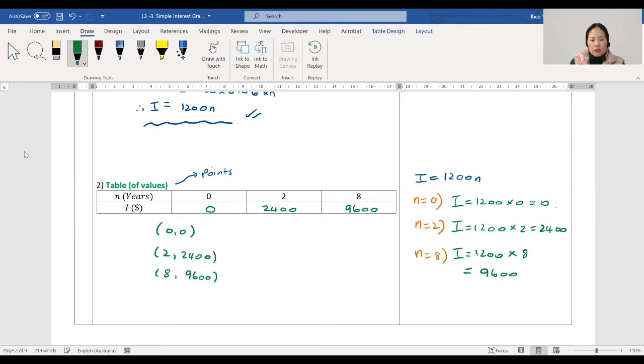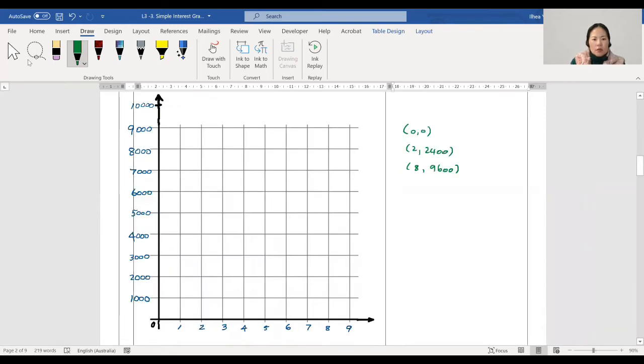So I'm going to plot these 3 points on the graph. Let's plot these points. 0, 0 is going to be here. And 2 and 2400: 2 here, and 2400 is roughly just below the halfway mark between 2000 and 3000. Roughly here. That's my second one. And 8 and 9600, a bit more than the halfway mark, roughly here. So I've got points A, B, C here. All you have to do now is use your ruler and join them. If I do that, you'll get something like this.